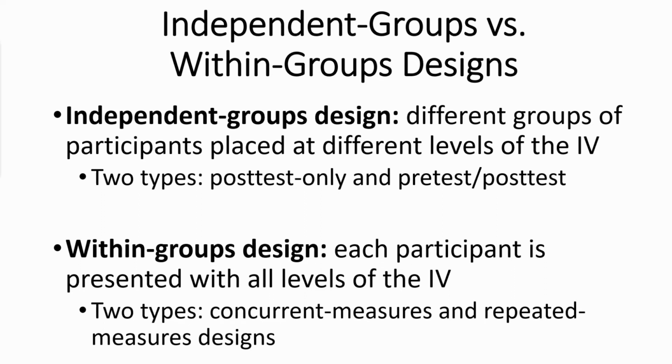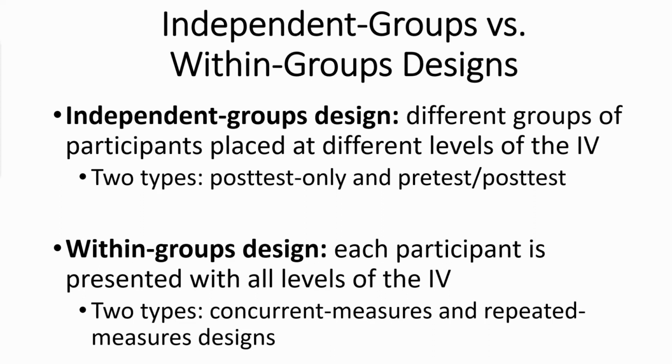Or some participants are shown the large and some are shown the medium pasta bowls. And those two groups are made up of separate individuals. So they are independent groups. There's no overlap between those groups. And we're going to talk about two types of independent group designs. We're going to look specifically at post-test only and then pre-test, post-test designs. But before we get into that, I also want to talk about the alternative, which are our within group designs. And these are also sometimes called within subject designs.